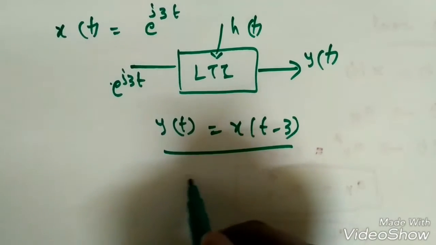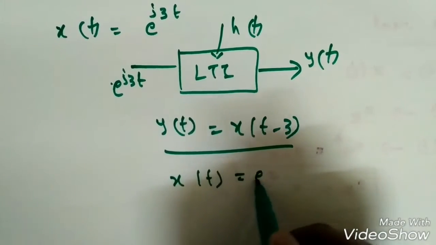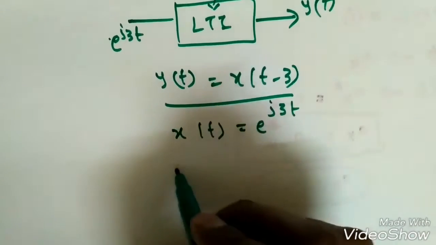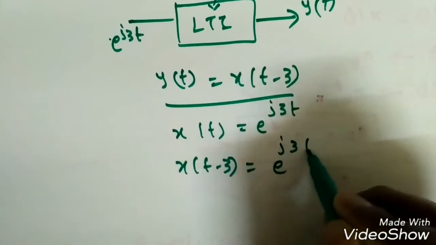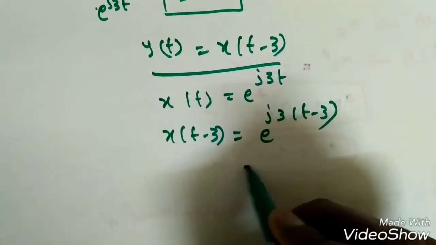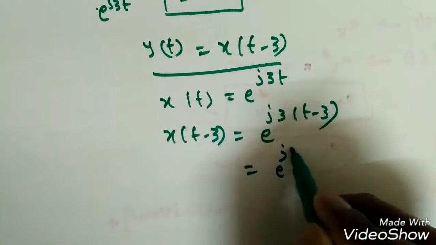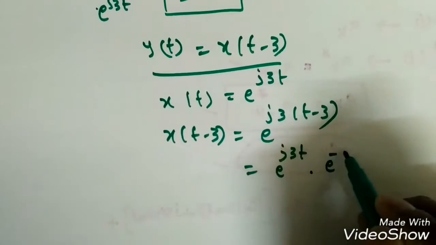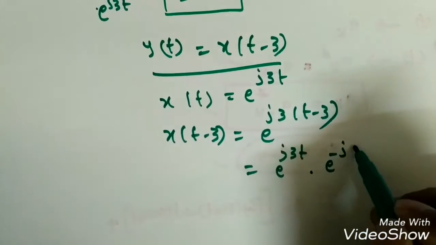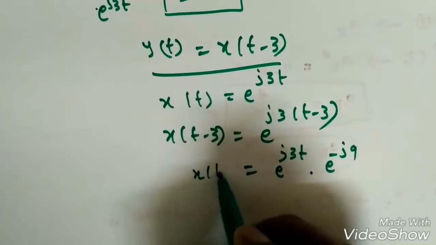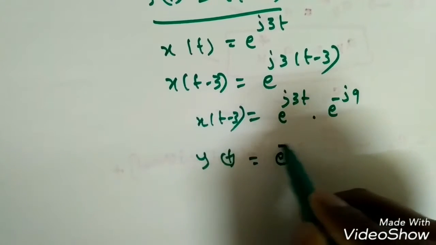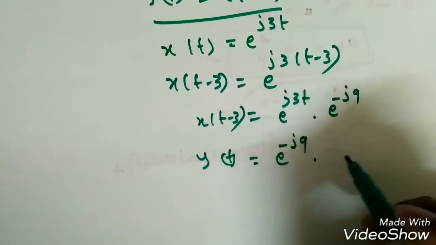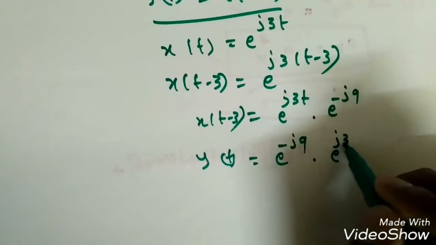Now what is x of t? e power j into 3t. Now what is x of t minus 3? That is the shifted version, e power j 3 into t minus 3. So what is this? e power j 3t into e power minus 3 into 3 j, that is j 9. So this is x of t minus 3, which is nothing but y of t. So what is y of t? e power minus j 9 into e power j 3t.